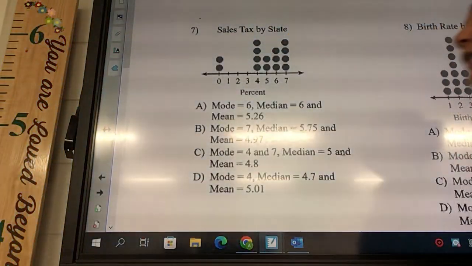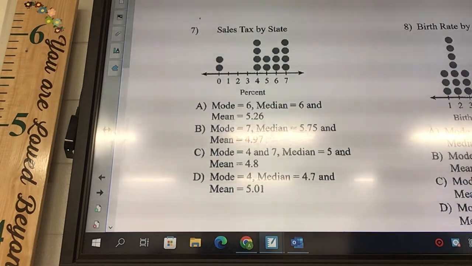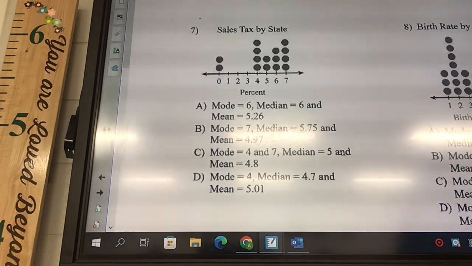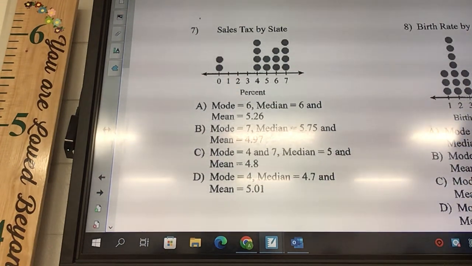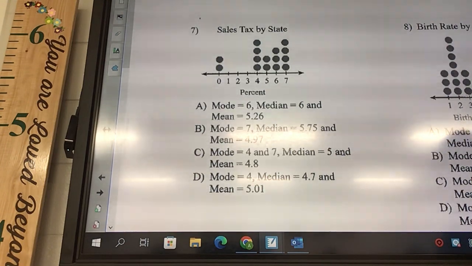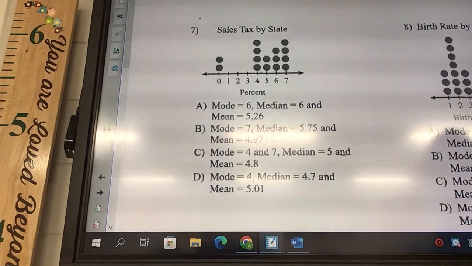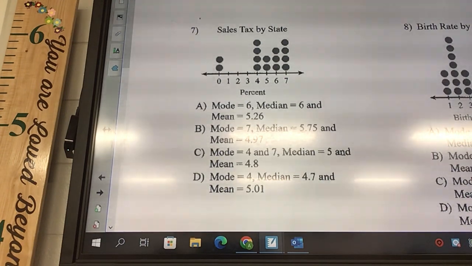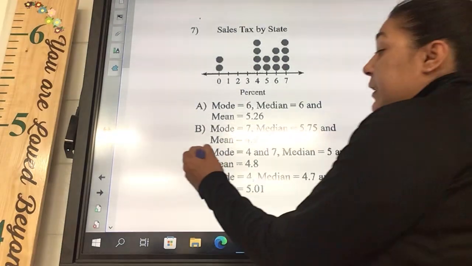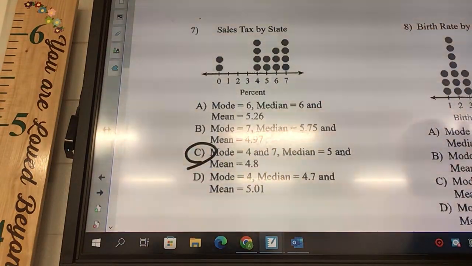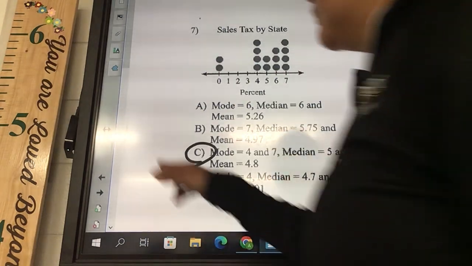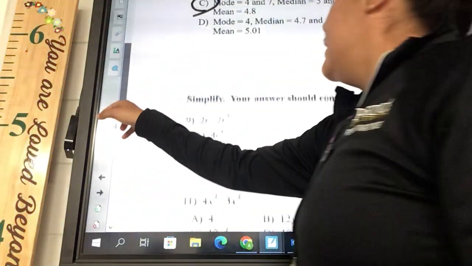Okay, look at 7. Again, what is the mode? 4 and 7. So what answer choice is that, or what can we eliminate? It is C. Okay, that's the only one that says 4 and 7. Yeah, that's what I said.